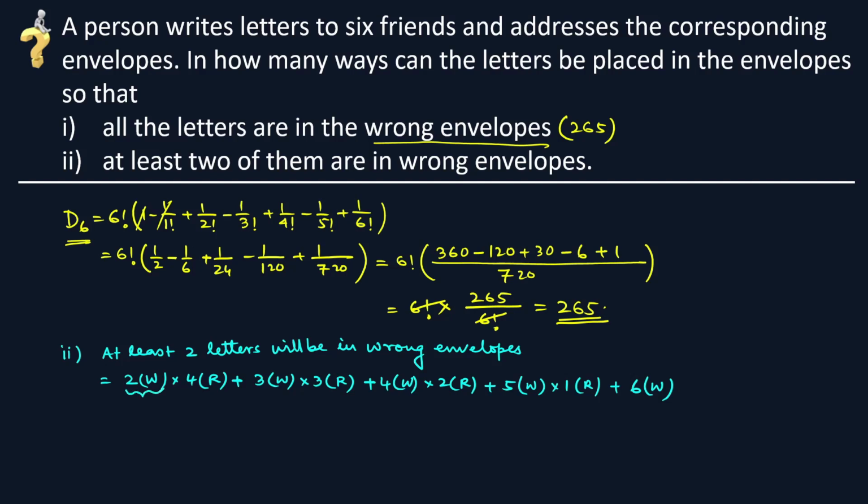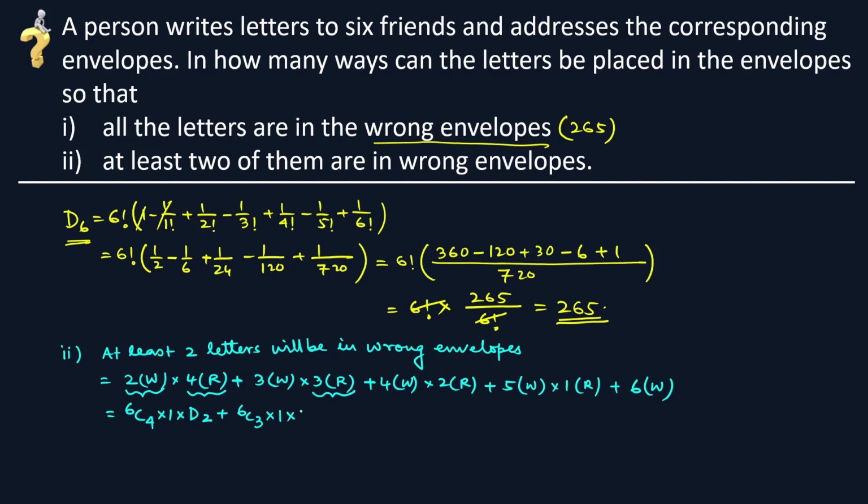Now, think about it. 2 letters will be in their wrong envelopes and 4 letters will be in their right envelopes. My first question is, which 4 letters are we talking about? So it will be 6C4. These 4 letters are in their right envelopes, which can be done in only one way. And 2 letters will be in the wrong envelopes, which is actually D2. Plus 3 letters will be in their right envelopes. So that can be done in 6C3 number of ways of choosing 3 letters which are in their right envelopes, which can go in only one way.